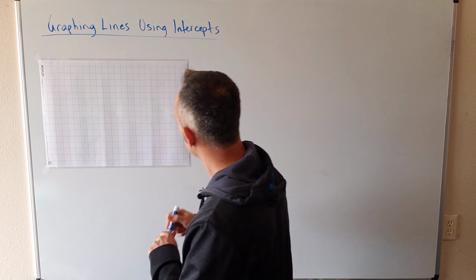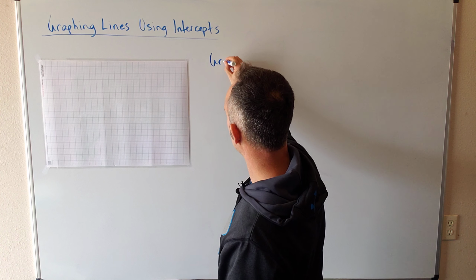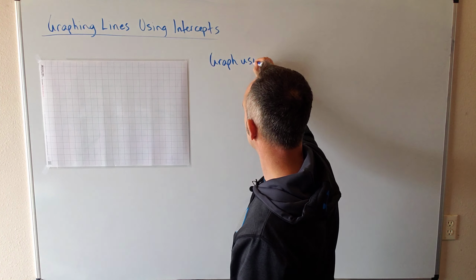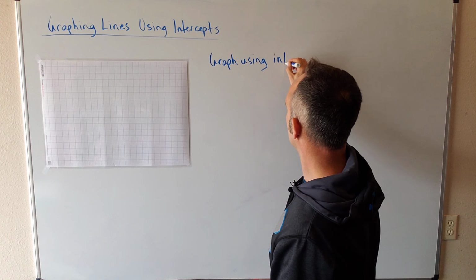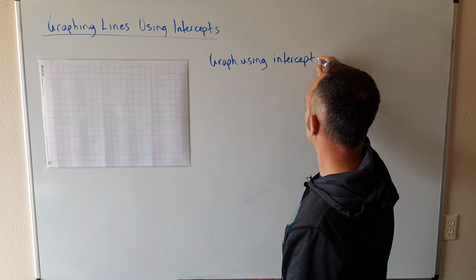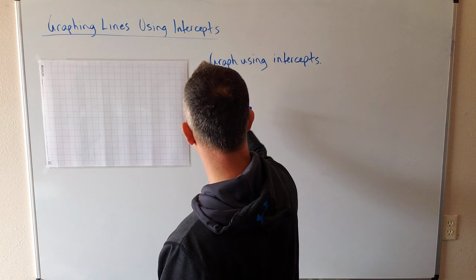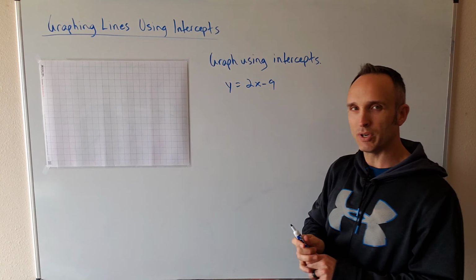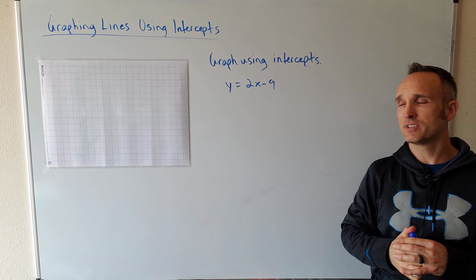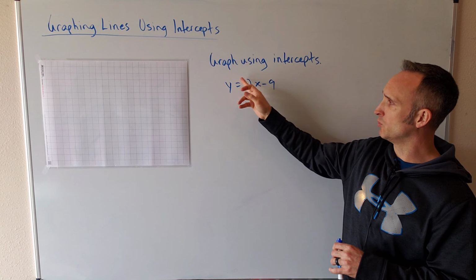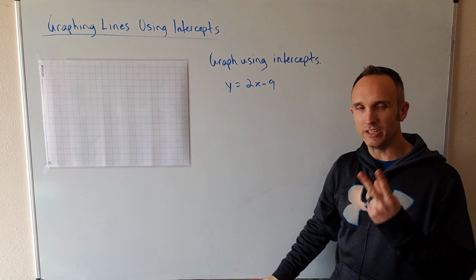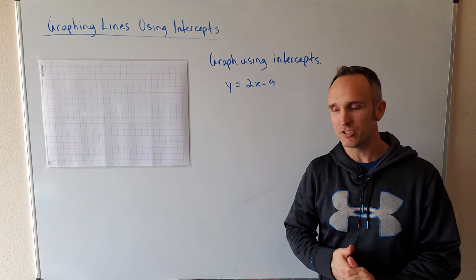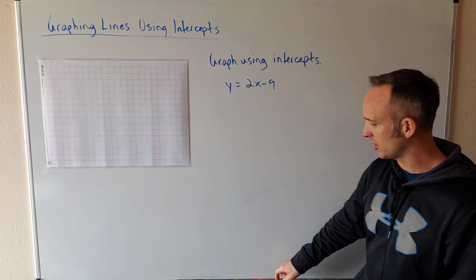So the next one, we will continue to graph using intercepts, and we'll graph y equals 2x minus 9. Now we can graph this using intercepts. It's a line because y and x are to the first power. We only need 2 points, so we might as well use the intercepts, right? So let's give it a shot.